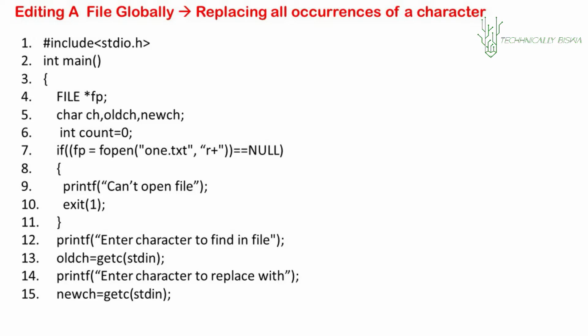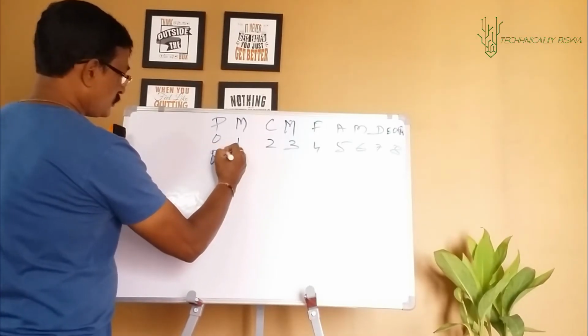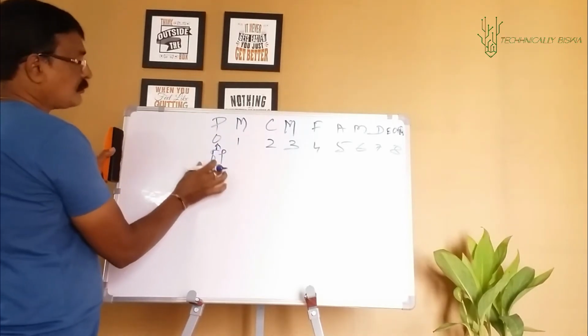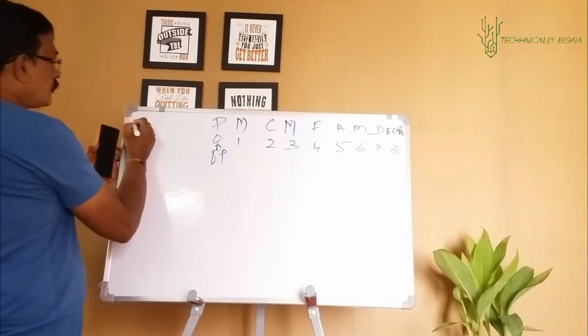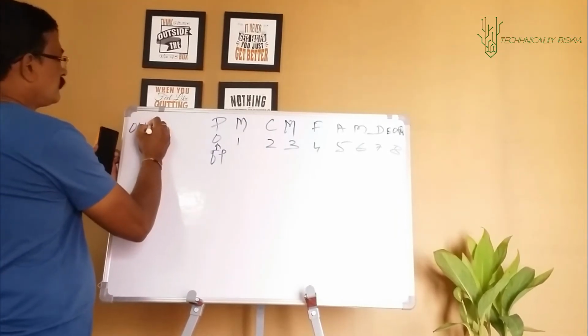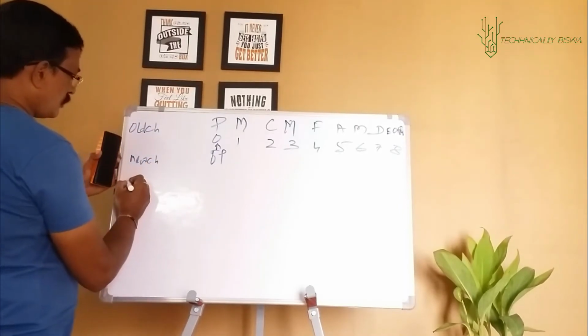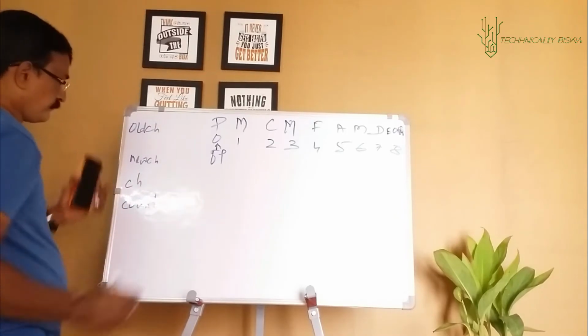Got it? Okay, let's do that on the board. So what I do is open the file in read mode. The pointer fp is positioned here. Every time I am not giving you that arrow, you just understand fp is positioned here. Now oldch is one variable. You have newch, you have ch, and you have count. 4 variables, if you remember.